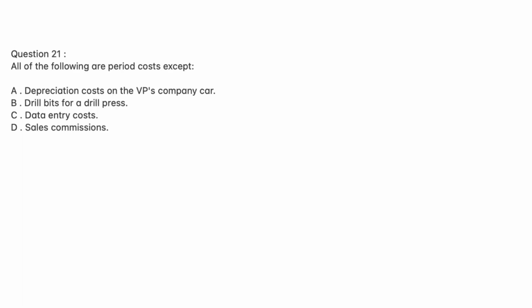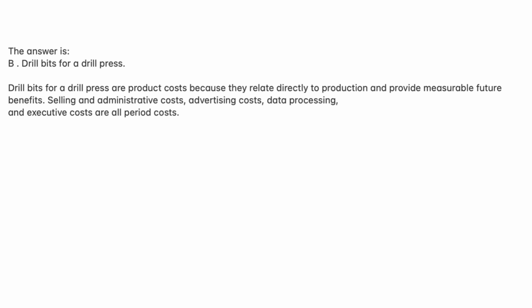Question 21. All of the following are period costs except A. Depreciation costs on the VP's company car. B. Drill bits for a drill press. C. Data entry costs. D. Sales commissions. The answer is B. Drill bits for a drill press. Drill bits for a drill press are product costs because they relate directly to production and provide measurable future benefits. Selling and administrative costs, advertising costs, data processing, and executive costs are all period costs.